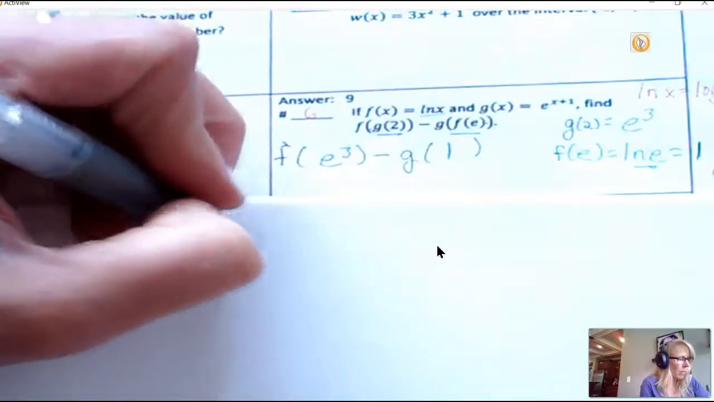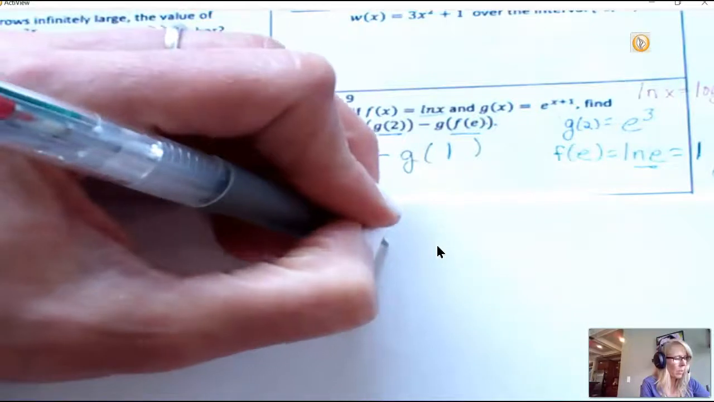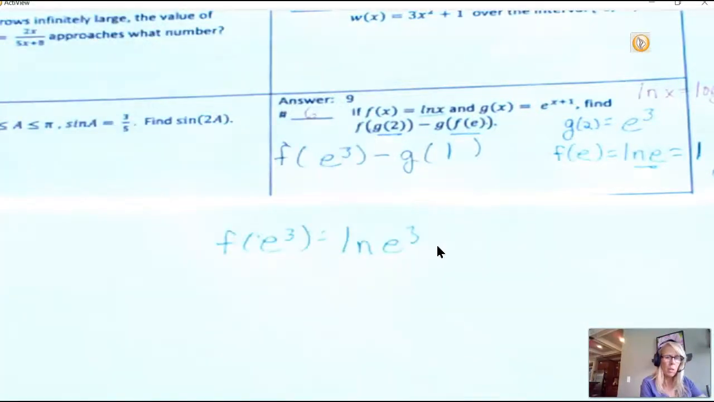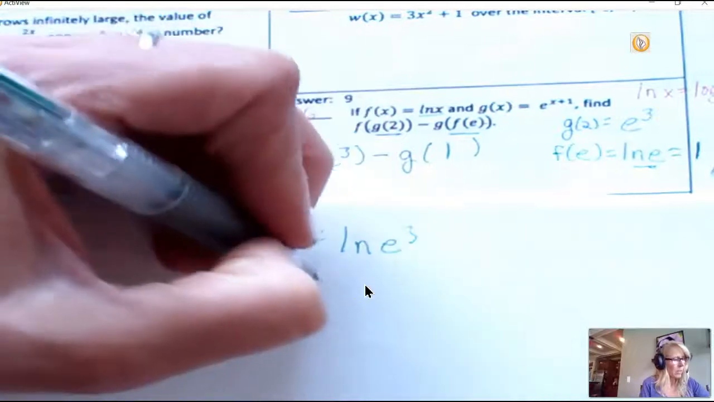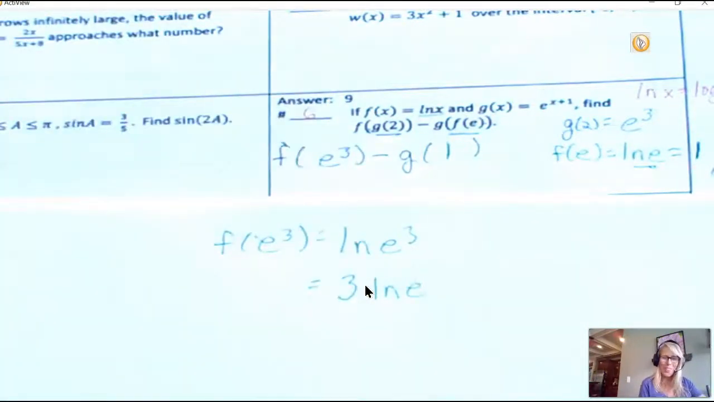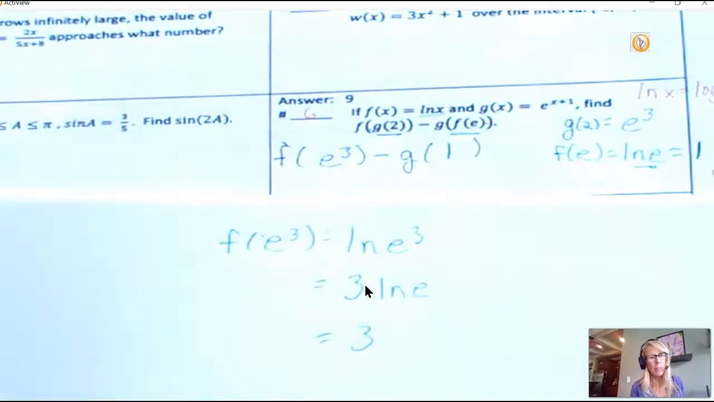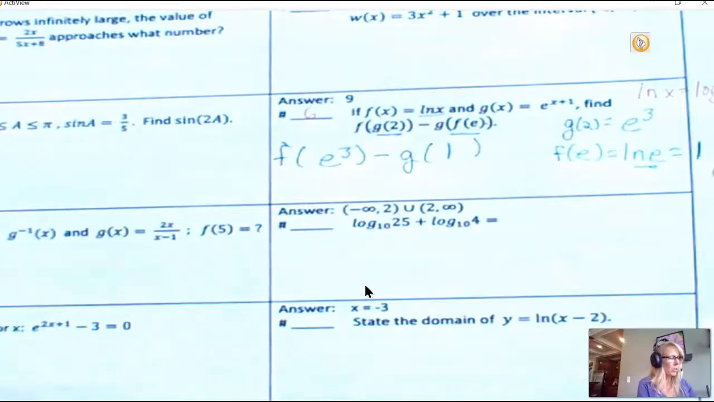So if I've got f of e to the third, replace that natural log with e to the third. And again, this is another log property you need to remember. Remember when you have an exponent with your logs, you can bring it to the front. So that's the same thing as 3 natural log of e. And remember, natural log of e is 1, so that's equal to 3. So f of e to the third is just going to be 3.